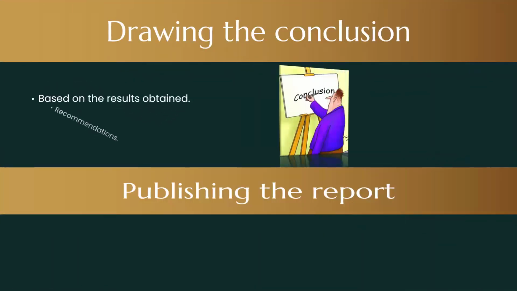Once we got the results, we have to draw the conclusion. It should be based on the result which we obtained. And we also have to give recommendations based on the results which we got. After all those things, we have to publish the report. So these are the 7 steps in survey procedure.